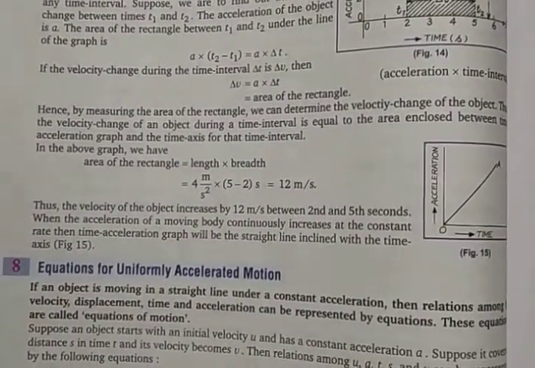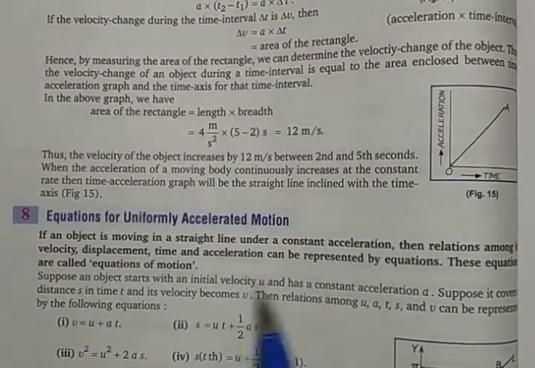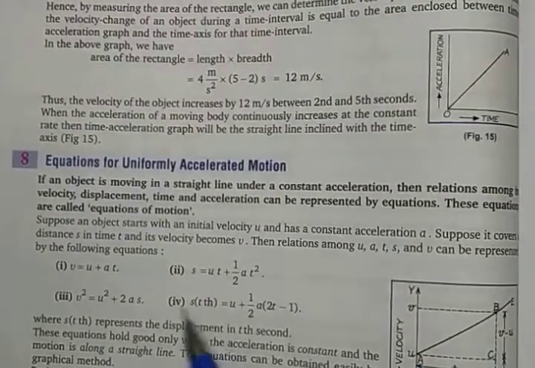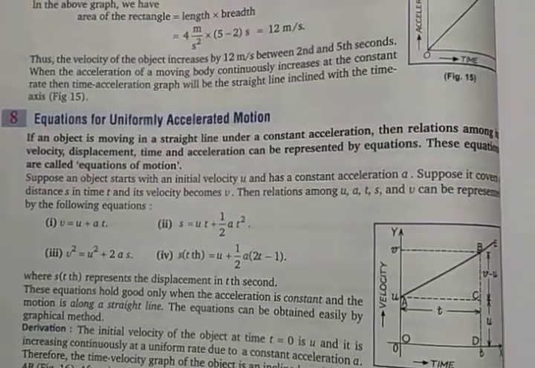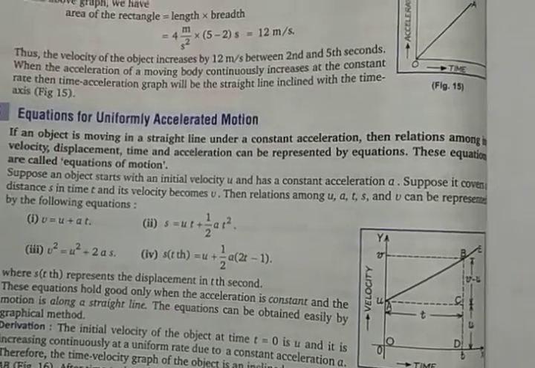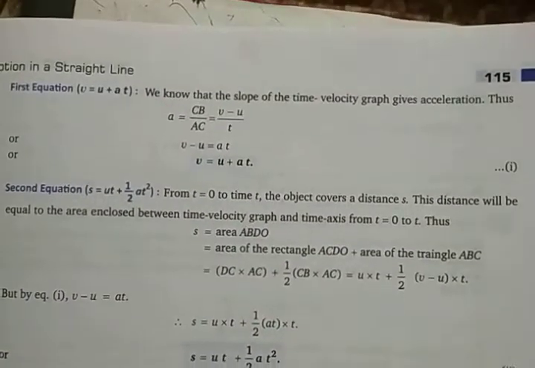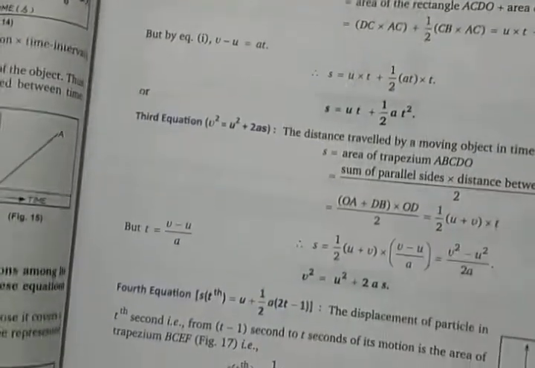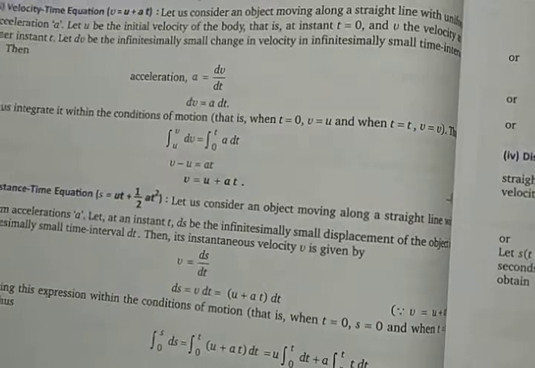Now the main thing here is the equations for uniformly accelerated motion. There are 4 equations of motion, the 3 equations of motion plus one more. The derivation of these by the graphical method will not come in the examination. Please don't spend time on the graphical method. All 3 equations are given by the graphical method here on page number 115. Please don't learn this; it is not very important. Quickly give a glance at the graphs alone.